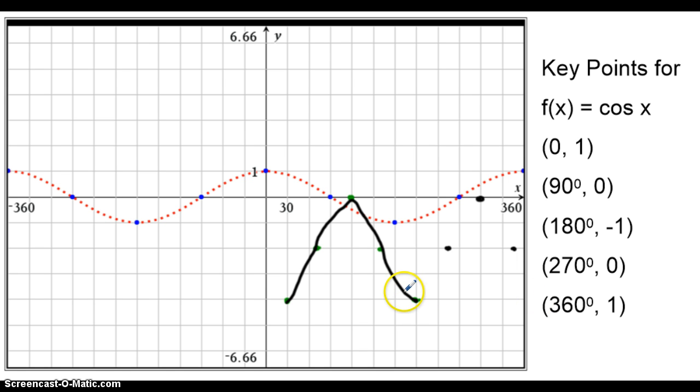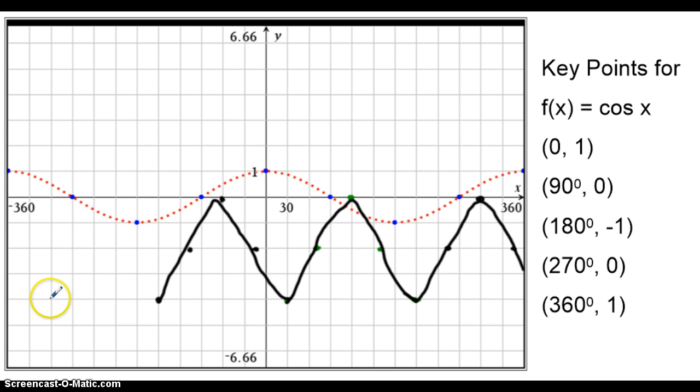I'll continue connecting points. Let's go to the left. 180 degrees to get the end of the cycle would be right here. My maximum halfway in between the beginning and end. My zeros halfway between the maximum and the minimums. Right here and right here. Connecting these, I've created another cycle.